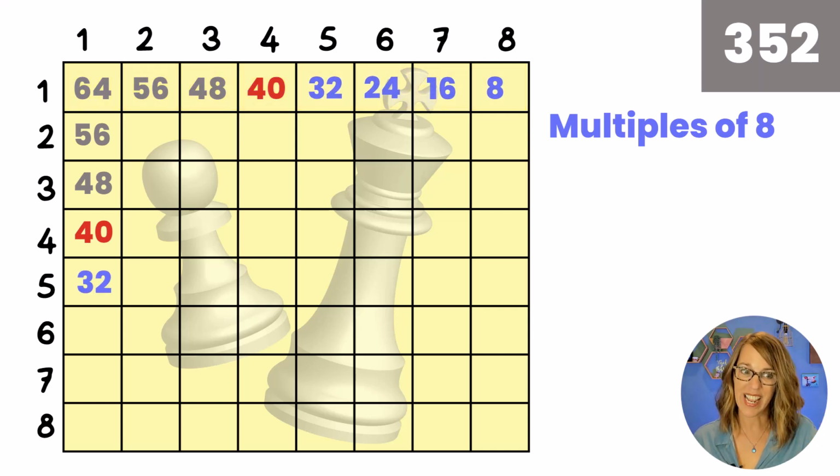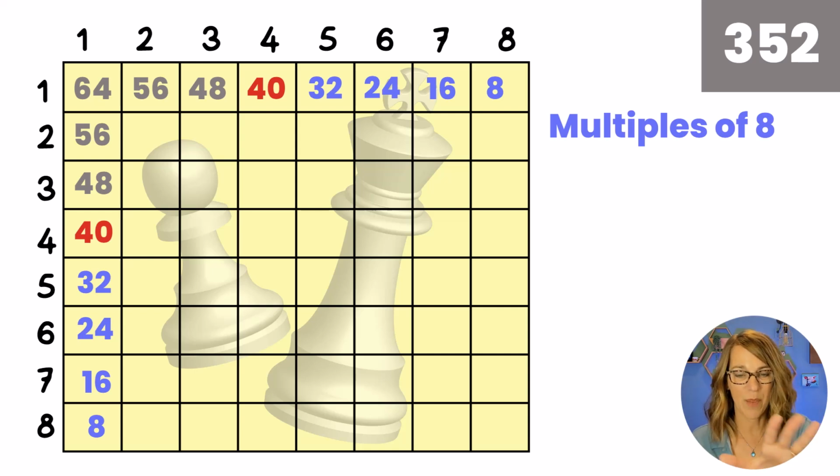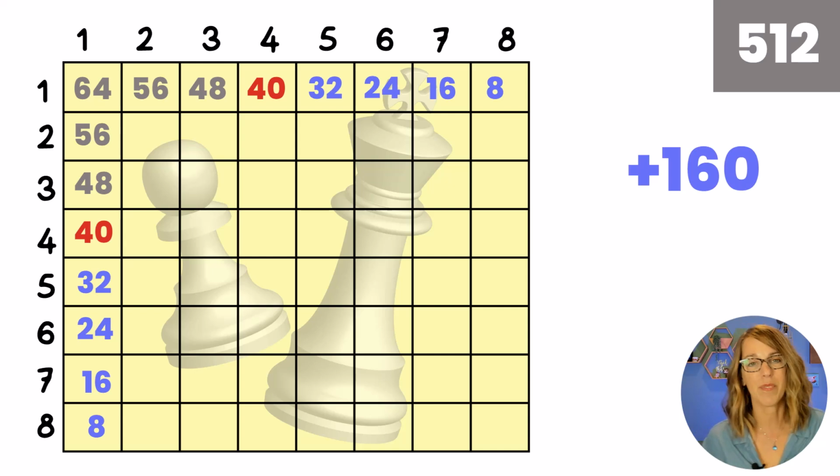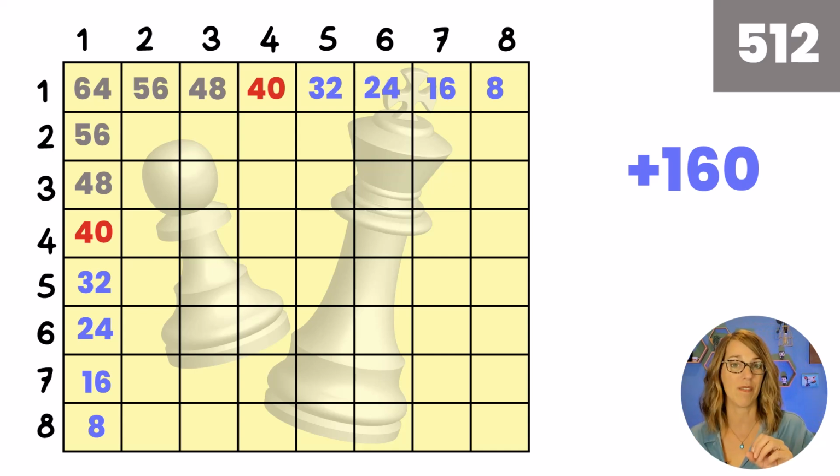And I'm going to do the same thing in that very first column. Now I already added up all of these numbers in blue. That gives me an additional 160. Adding 160 to that 352, I am up to 512.